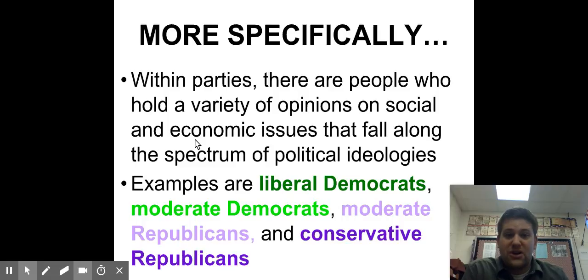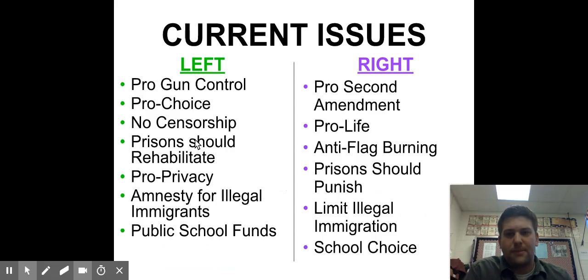So within parties, there are people who hold a variety of opinions on social and economic views that fall along the spectrum of political ideologies. For example, there are liberal Democrats, there are moderate Democrats, there are moderate Republicans, conservative Republicans, and that's important to realize, right? Not all Republicans are the same. Not all Republicans believe the same thing. Same thing with the Democrats. So let's talk quickly about some of the current issues that are out there and where they would fall.